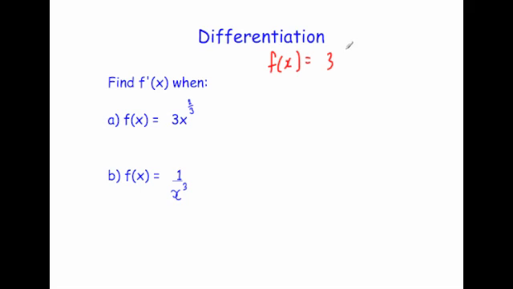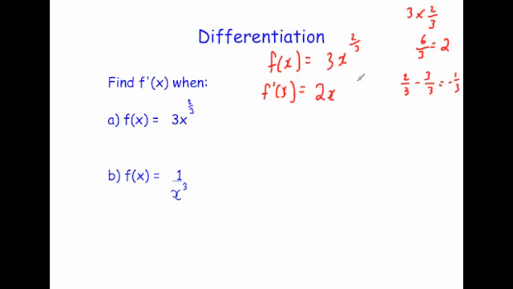equals 3x to the power of 2/3. Okay, so let's differentiate this. So f dashed x equals, we're going to bring the power down and multiply, so we're going to have to do 3 times 2/3. Well, 3 times 2 is 6, so 6 over 3, and then 6 divided by 3 is 2. So that would be 2x, and we're going to take 1 away from the power. Now the power was 2/3, we're going to take away 1, well 1 is 3/3. When we take that away, we get minus 1/3. So the power would be minus 1/3. So the answer is 2x to the minus 1/3.